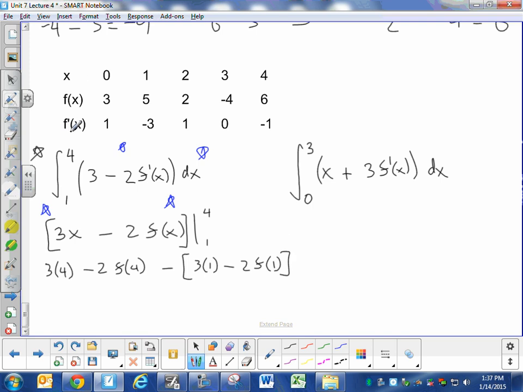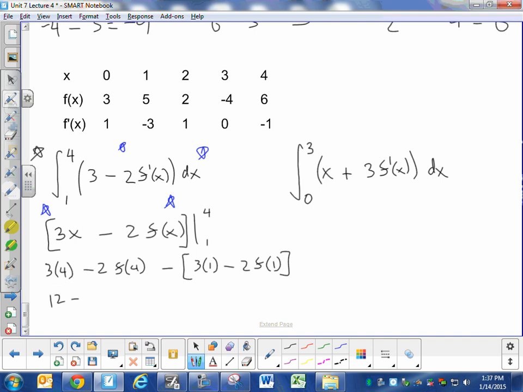Notice, and you'll see these problems on AP tests and on your quizzes and stuff. They gave us f prime values, and we're not going to even use them. You know, we don't need them. They're just there to confuse us.